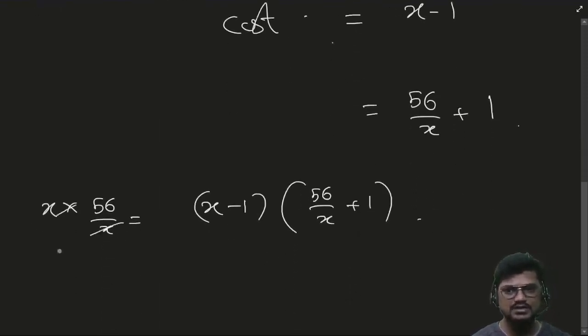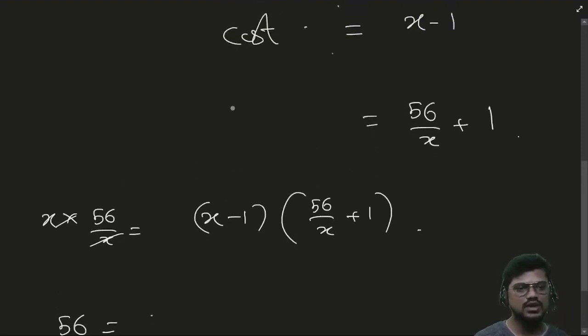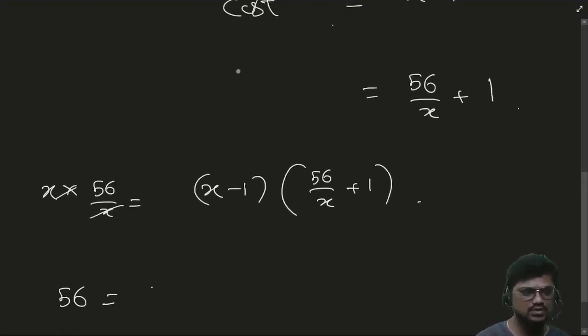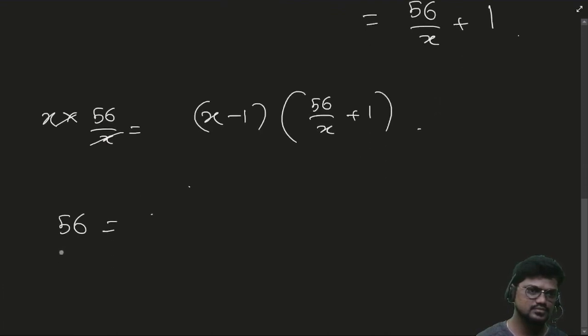So what happens? This x gets cancelled. The answer is 56 over here. And if you multiply x minus 1 into 56 by x plus 1, you will get a quadratic equation, and then you just have to solve the quadratic equation. You will get the answer. Okay. So what's your answer, Shruti? You got the quadratic equation, no? Yes. So what is your answer? I got 8.